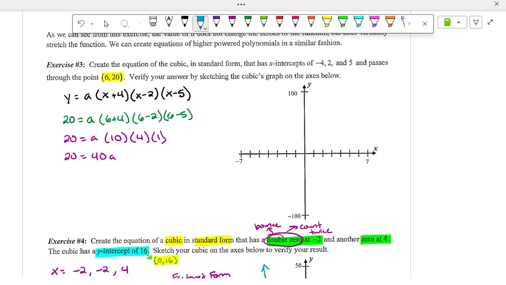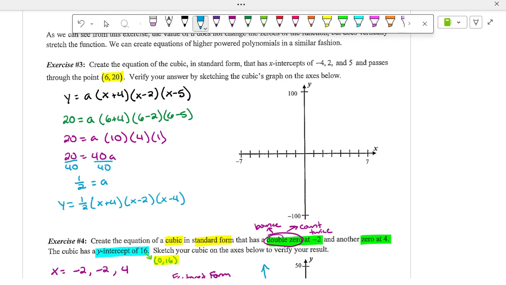All right, JJ, what do you do next? So what's a equal to? 0.5. I'm going to say 1/2. If you put 0.5, that's fine as well. So if I rewrite it, I have y is equal to 1/2 times (x plus 4) times (x minus 2) times (x minus 5).